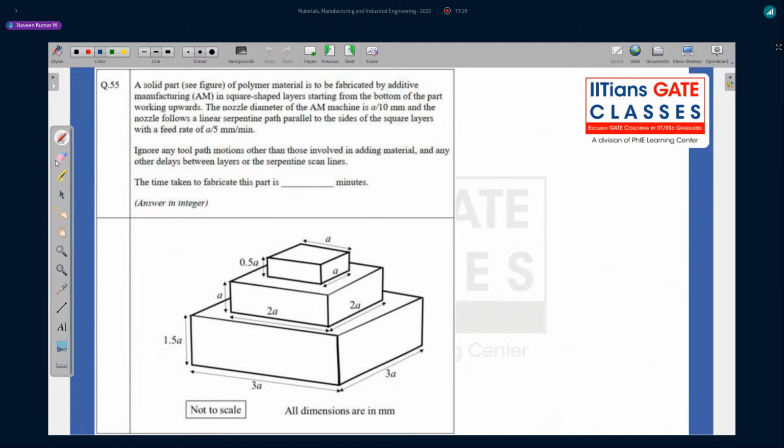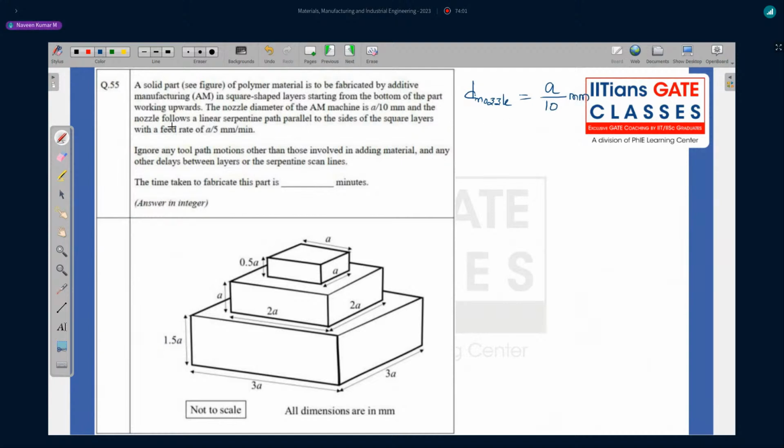So what they have given here: a solid part of polymer material is to be fabricated by additive manufacturing in square shaped layers, starting from the bottom of the part and working upwards. The nozzle diameter of the additive manufacturing machine is A by 10. Some A is some value, A by 10.